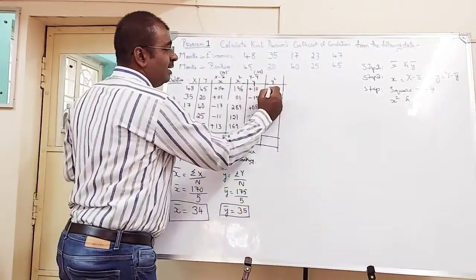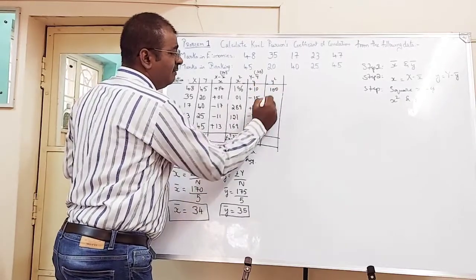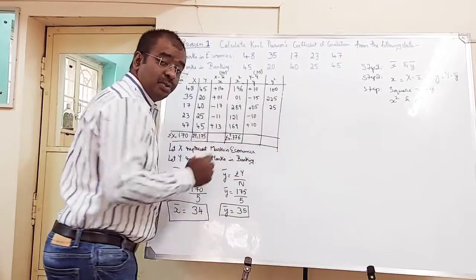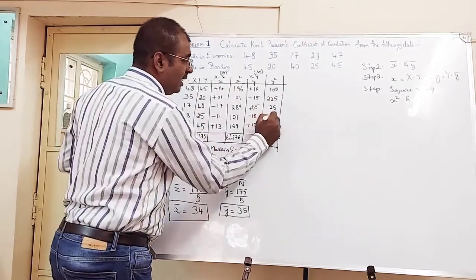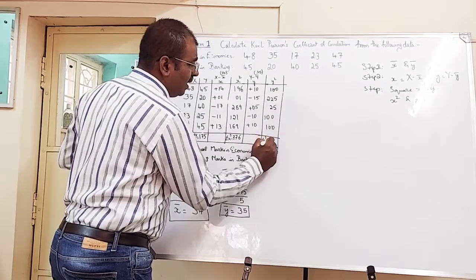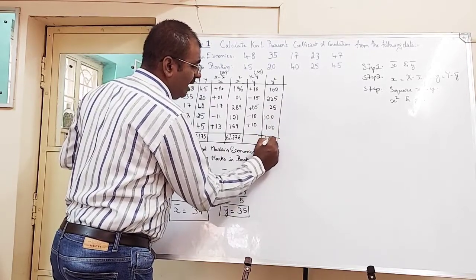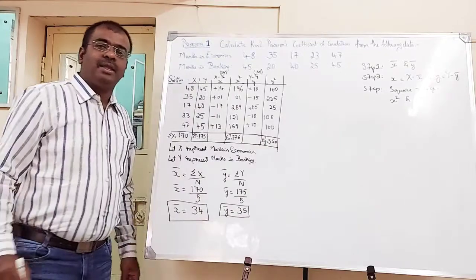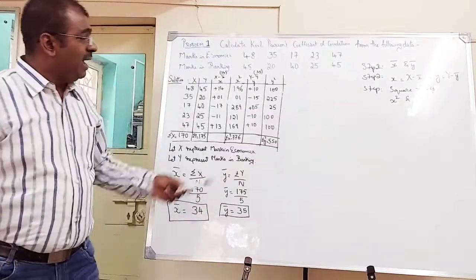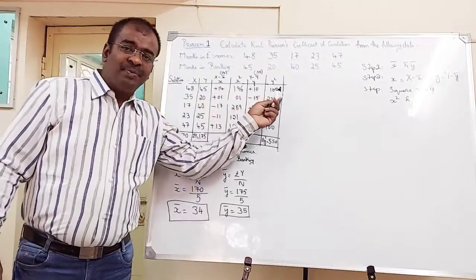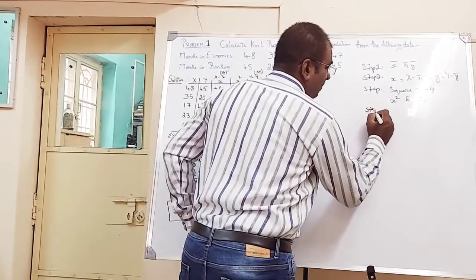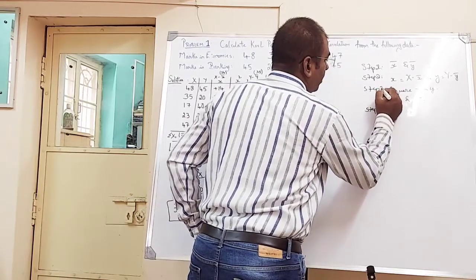So we have 10 tens are 100, 15 squared is 225, 5 squared is 25, 10 squared is 100 and 10 squared is 100. So sigma y square is equal to 550. So we have got our values. Step number 3, wherein we have squared x and y. Coming to the next step, that is step number 4.